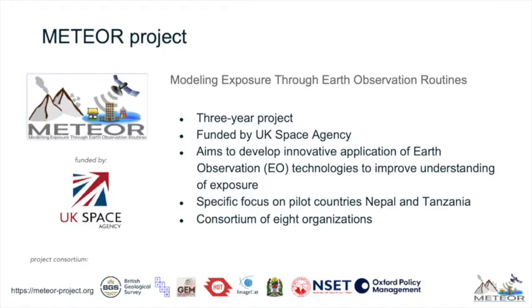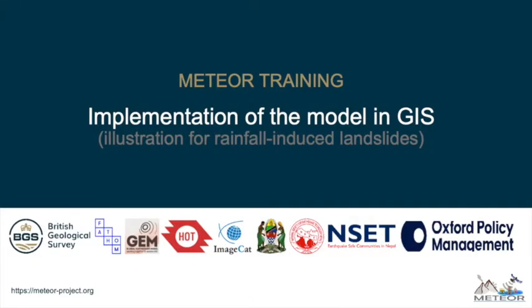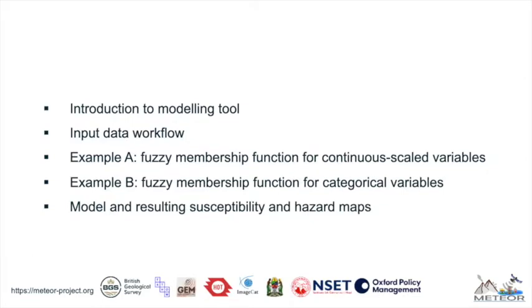Within the Meteor project, there is also the aim to share knowledge. This video is produced as a part of a series of educational videos to enable the use of Meteor products and data. The following slides will focus on the implementation of the landslide susceptibility and landslide hazard assessment in a GIS environment and will cover a short introduction of the modeling tool, a reminder of the model input data workflow, two examples of deriving and implementing fuzzy functions for continuous-based and categorical variables, and finally, the model diagrams of the resulting susceptibility and hazard maps.